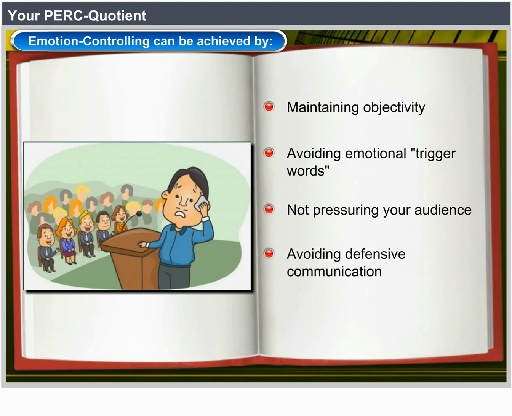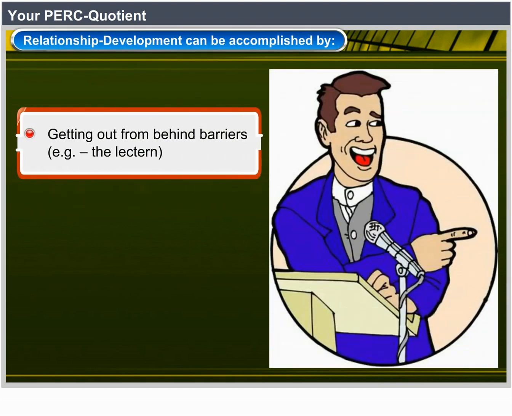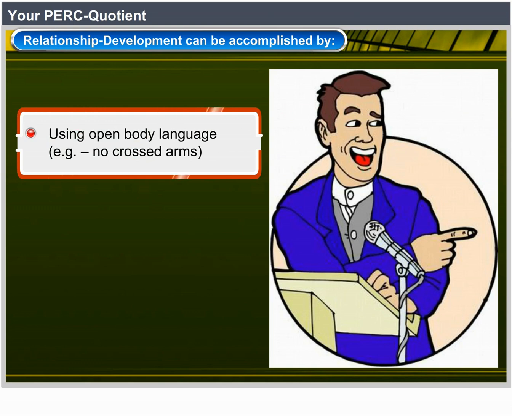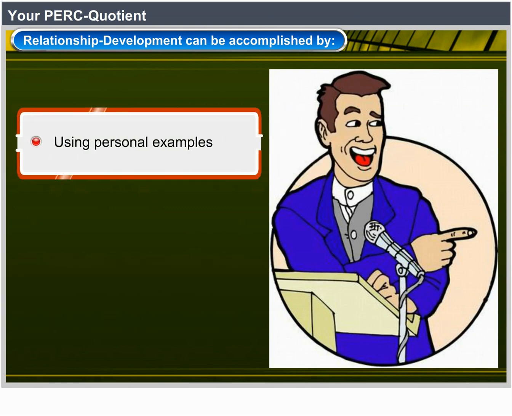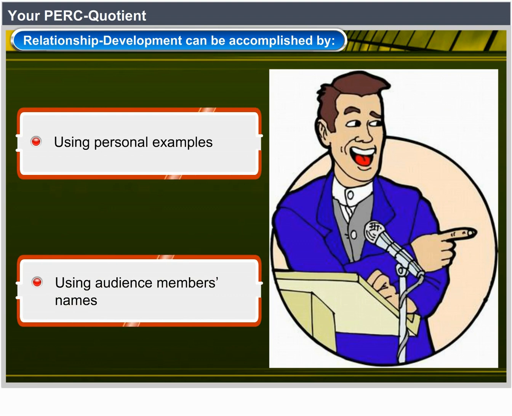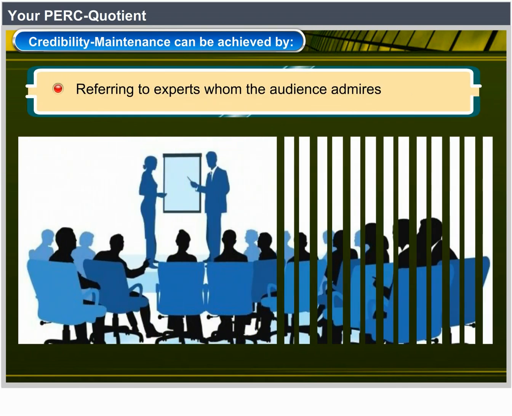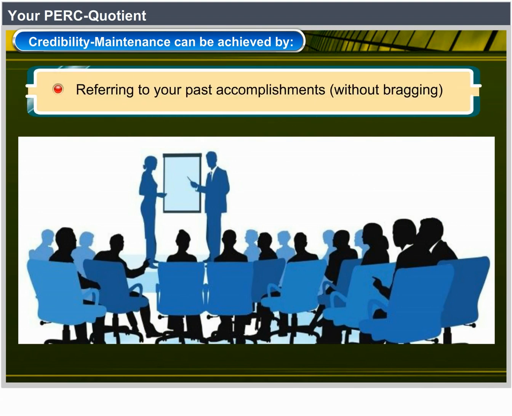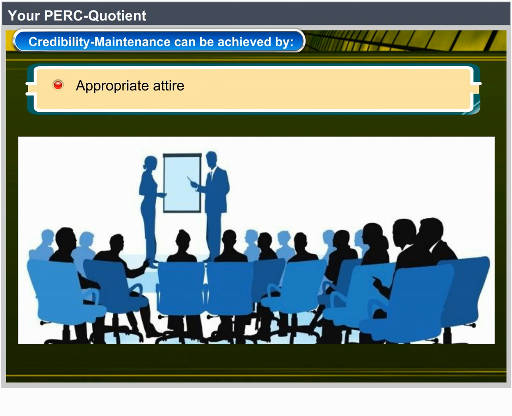Relationship development can be accomplished by getting out from behind barriers. Example, the lectern, smiling, using open body language. Example, no crossed arms. Relating the topic to the audience, using personal examples, using audience members' names. Credibility maintenance can be achieved by referring to experts whom the audience admires, referring to your past accomplishments without bragging, a thorough understanding of the topic, direct and dynamic delivery, appropriate attire, language appropriate for the audience and occasion.